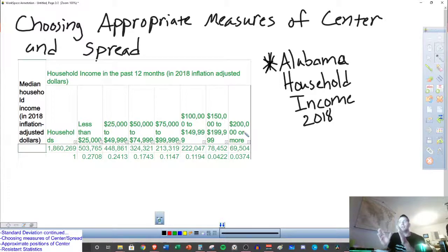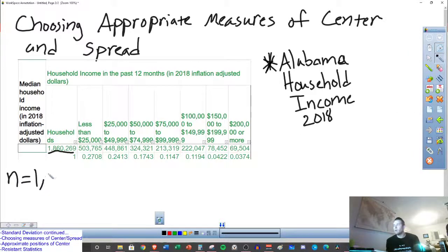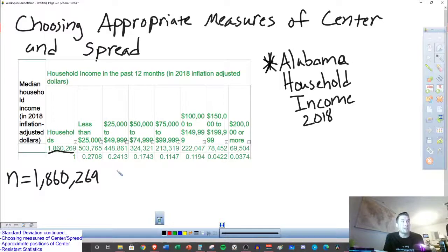Now, the idea that they've put them in these categories is to help with organization. We don't just want values everywhere. That's overwhelming, okay? Because there's 1,860,000 households, okay? So I want you to go ahead and write N is equal to 1,860,269. And this is by far the largest data set we've ever considered in this class. But this is what statisticians do all the time. They use large data sets, okay?